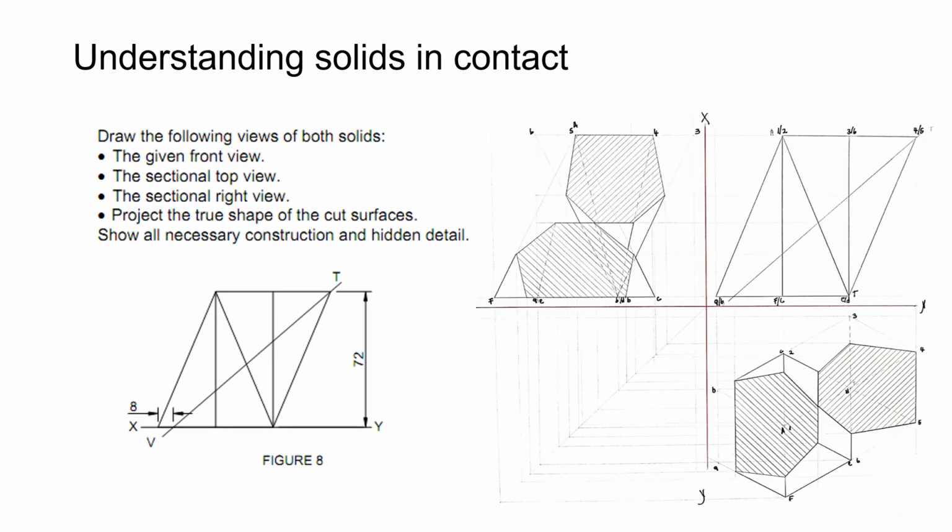The most important thing when it comes to understanding solids in contact is to read the instructions carefully. In the instructions, you'll find out that these two solids are identical. Two hexagonal pyramids in contact, one face up, one face down, with a cutting plane. The first thing I can do here is to approach these two solids as separate solids.